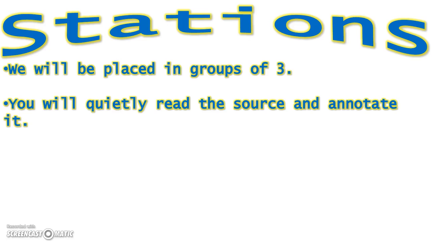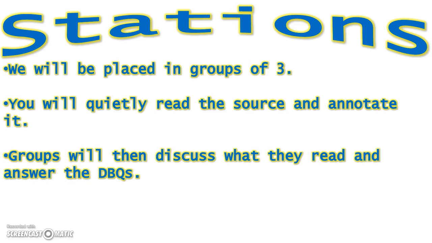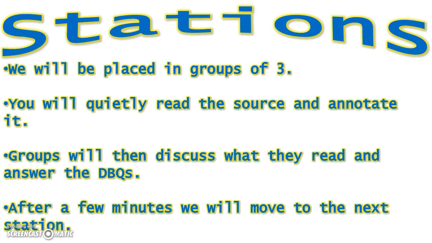And then we got to annotate them all. We can annotate charts too. We need to just write down important ideas, important concepts that we see inside the chart, or even questions you might have. Groups are then going to discuss what they have just read or examined in the case of a chart, and they're going to answer the DBQs. After a few minutes, we will move on to the next station. There will be 5 stations in total. We will be done after every group has gone to every station once.